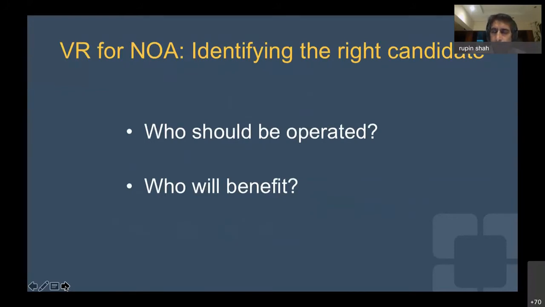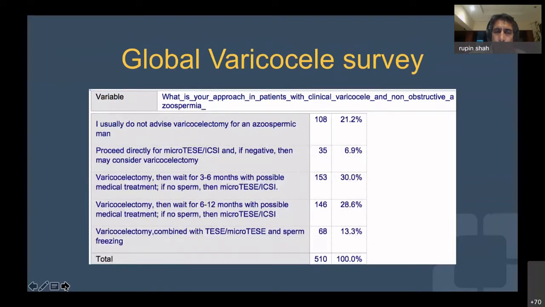I rarely operate, and I'll show you data from our global survey. Half the people don't operate. So if we are thinking of correcting a varicocele in a man with non-obstructive azoospermia, who should it be? You can see here a wide divergence of opinions. Should we be taking only those with very large varicoceles, with good sized testes? Should we exclude small testes? Should we exclude those with high FSH?